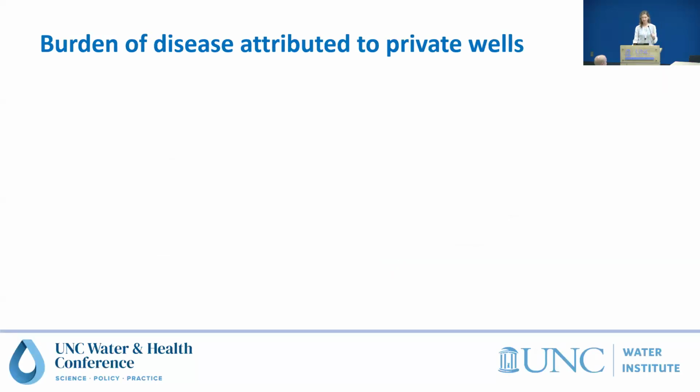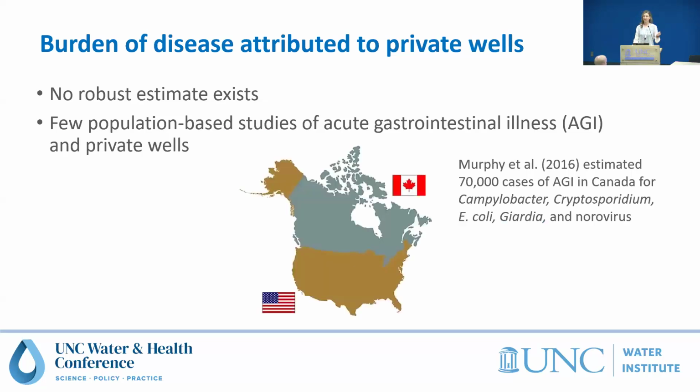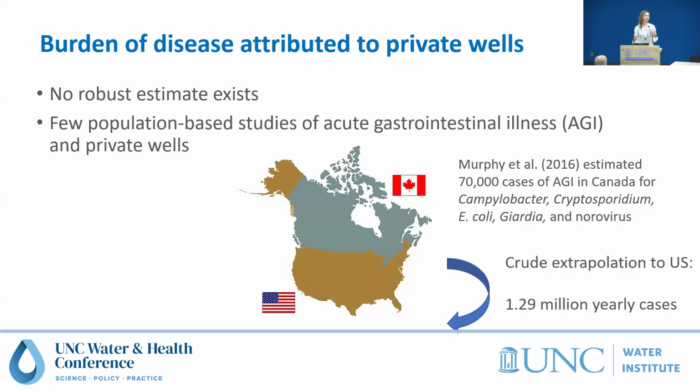So what's the burden of disease attributed to private wells? Well, there are no robust estimates that exist, and I've been dying to find the answer. There are really few population-based studies, but in some work I did in Canada at the Public Health Agency of Canada, we estimated around 70,000 cases of illness due to private wells annually, which, if you look at the US, works out to around 1.3 billion cases. That's the best estimate we've got right now.